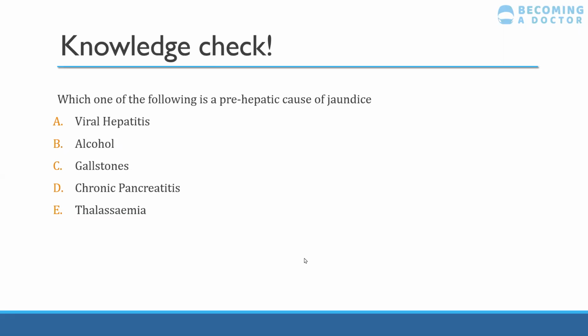Okay, and share results. Okay, so those of you that said thalassemia were correct. And so the first two, viral hepatitis and alcohol, those are mainly the hepatic causes. The gallstone and chronic pancreatitis, those are your post-hepatic causes of jaundice. Thalassemia causes excess hemolysis, which is why it is a prehepatic cause of jaundice.